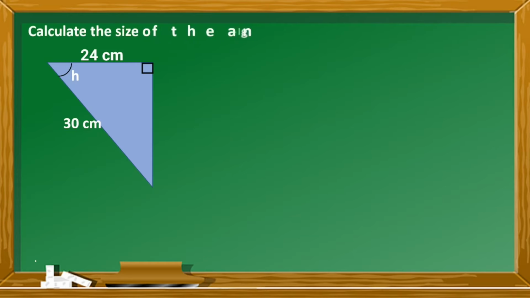The first problem says to calculate the size of our angle H. This is our acute angle right here, and we're given two of the sides. Just by having two sides, we can find the missing acute angle using a trig ratio. Sine is opposite over hypotenuse, cos is adjacent over hypotenuse, and tan is opposite over adjacent.